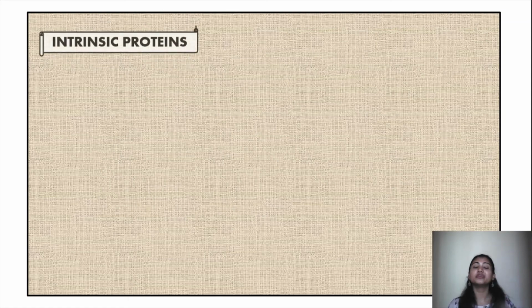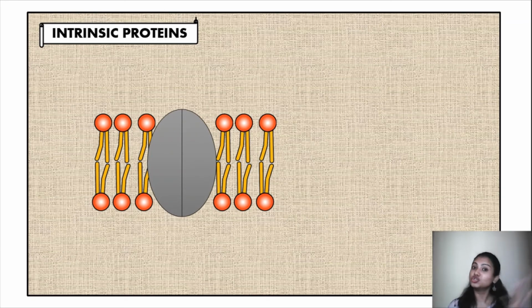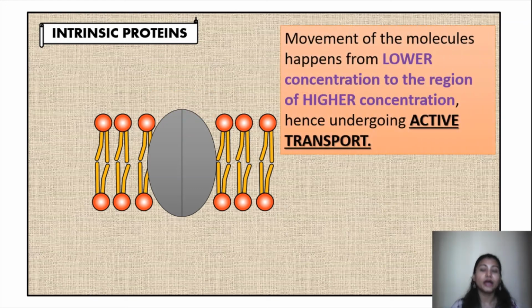Now moving further to the next type of intrinsic protein. We saw the channel protein, tunnel protein or transmembrane protein, which looked like a tunnel. Other proteins which are also embedded within the cell membrane are called pumps. Here the movement of molecules happens from the region of lower concentration to the region of higher concentration. So it is an active transport. Diffusion was a downhill or passive transport, whereas the pump undergoes active transport, also called uphill transport.